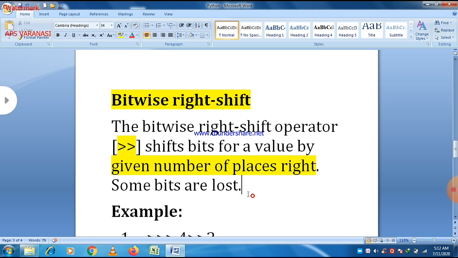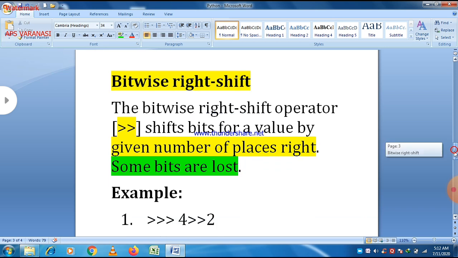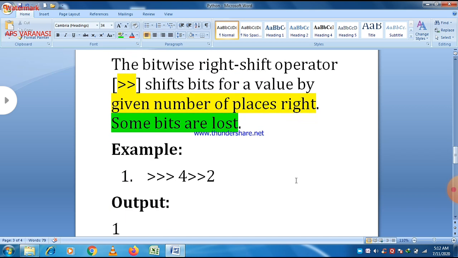The main disadvantage is that some bits are lost, so the number is totally changed after the shifting. The main disadvantage of this is that some bits are totally lost. We lose our bits. So let us take an example of right shift by 2.